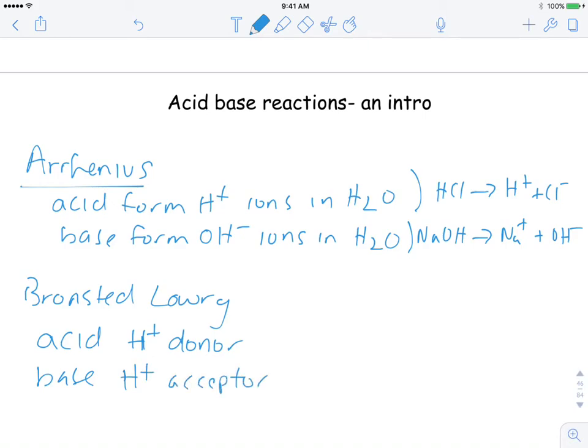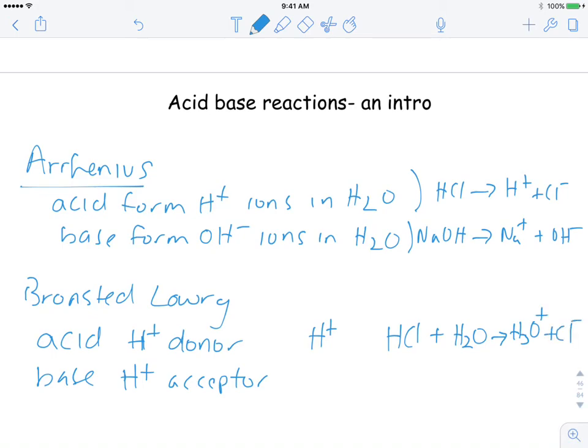And the two go together. And so for an acid, you'll have your H+ being donated, and it will look something like this. If I were to have my HCl, it would now have to react with something like water. And when it reacts with the water, it will form H3O+ and Cl-.